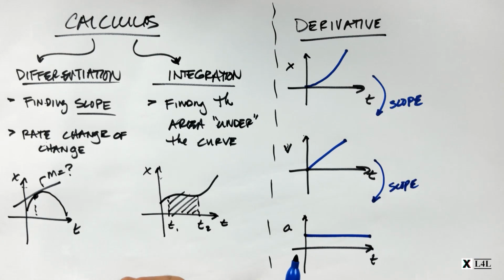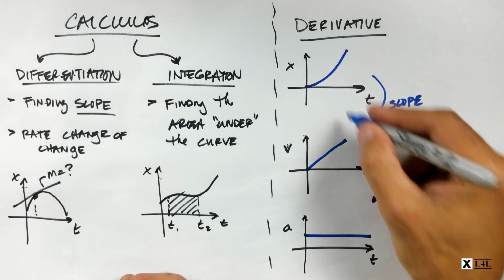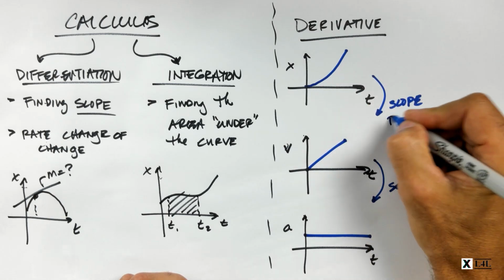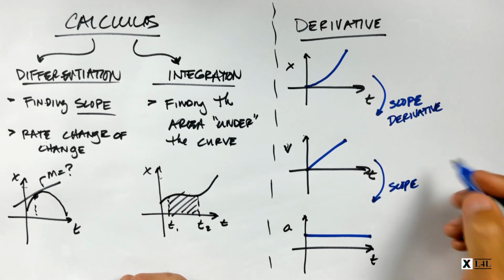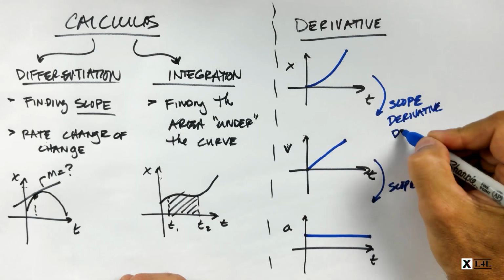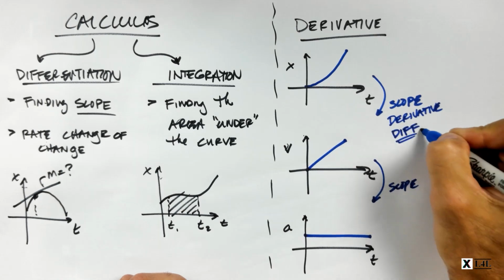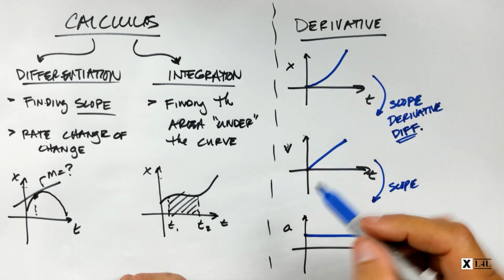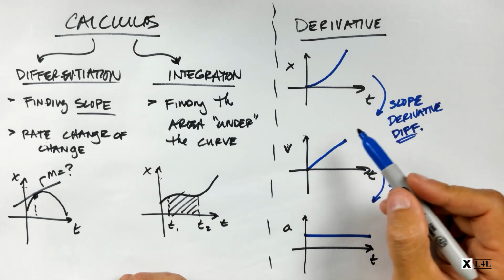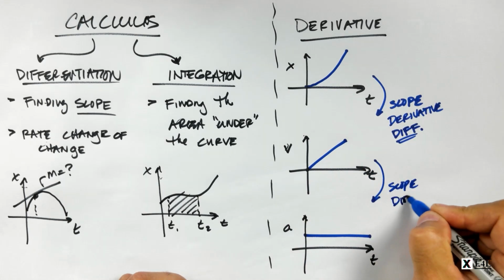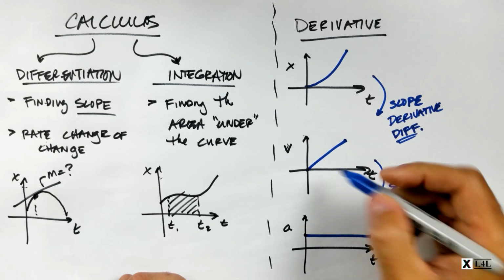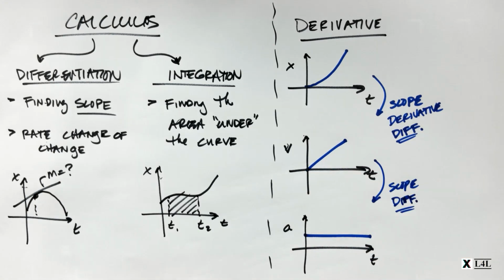Now, as it turns out, what we're really talking about here when we said the slope of these graphs is the derivative. If we were to differentiate the position versus time function, we would get the velocity versus time function. And the same thing is true here. If we differentiate or take the derivative of the velocity versus time, we will get the acceleration versus time function.